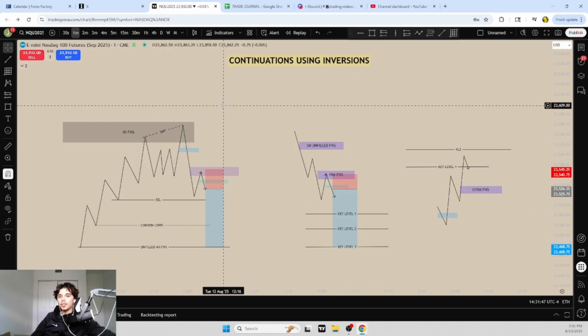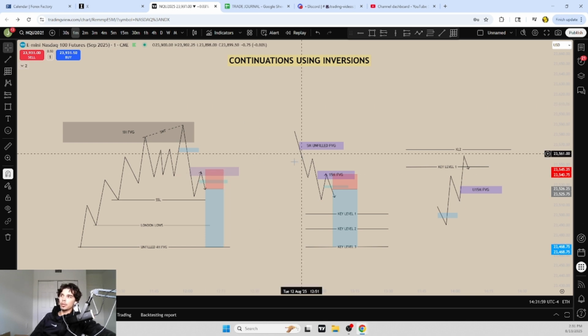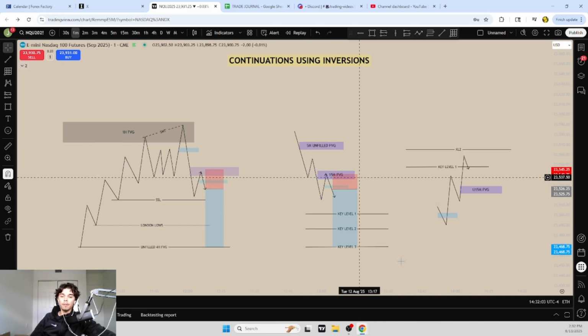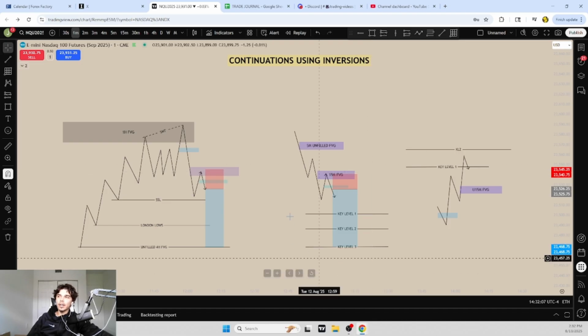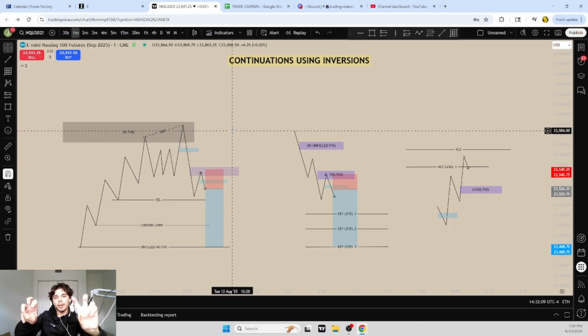So again, if you guys don't know what conditions are, I will leave the link in the description to the conditions video. I suggest you guys check that out, because in continuation models, you're going to have to wait for a condition to open up, right? Because we don't want to enter with the premium entry, right? We want to wait for price to retrace, fill the void in the market, okay? And then reject out of that void or respect the fair value gap, right?